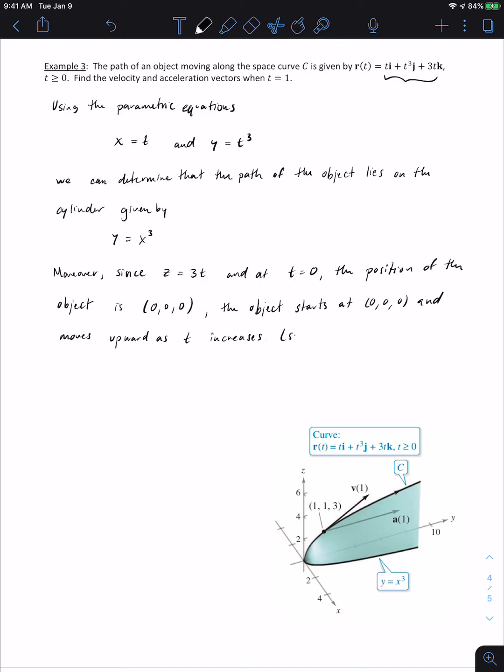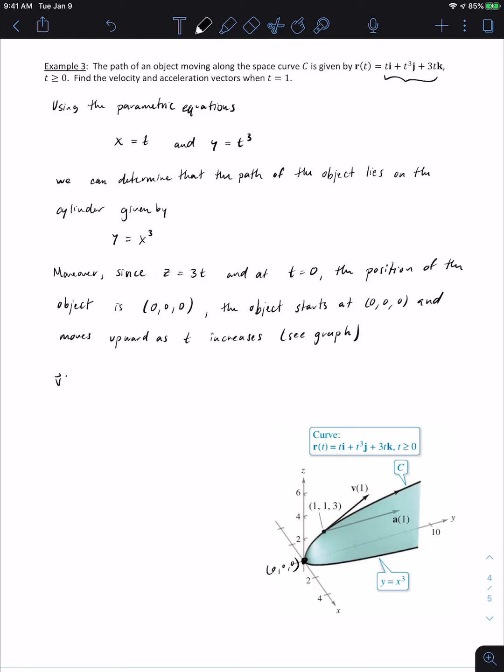I'm not very good at drawing that, so let's look at the graph here. That's what we've got going on. So this curve starts at 0, 0, 0, right? It starts here, and then it moves up to that spot there. And so now the question is to find the velocity and acceleration vectors when t equals 1.